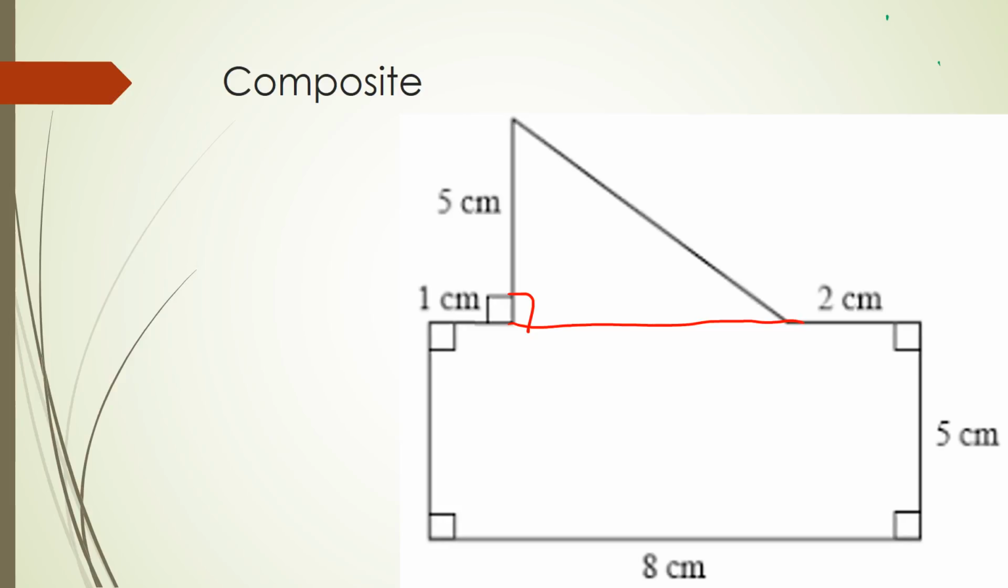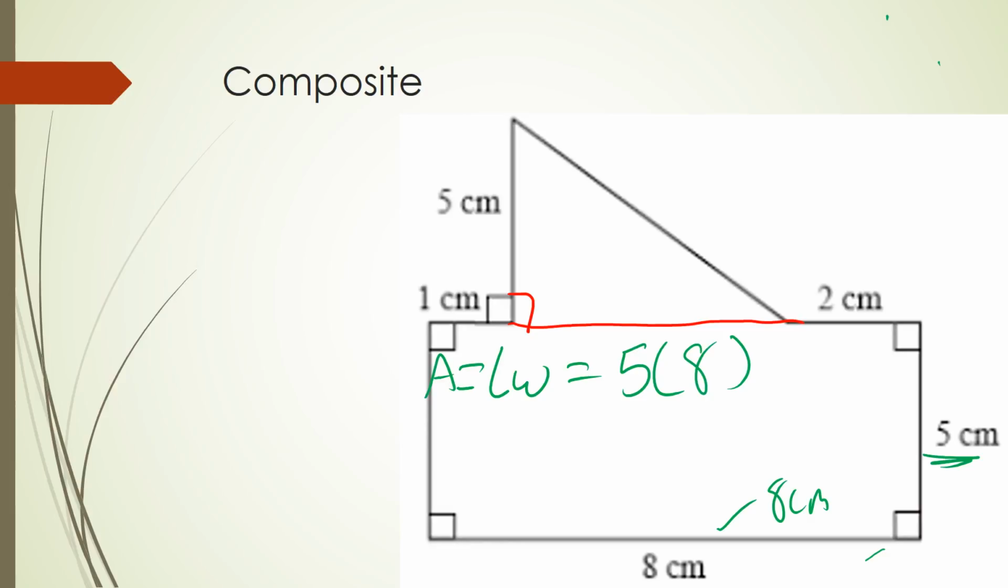Now, we can use our knowledge of the formula for the area of a rectangle, because we know that to be the length times the width. In this case, I can just look and say, alright, so my width is 5, and my length is obviously 8 centimeters. Because of that, we know the area must then be 5 times 8, which of course is 40.